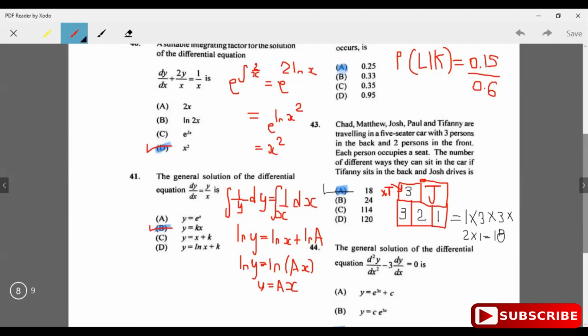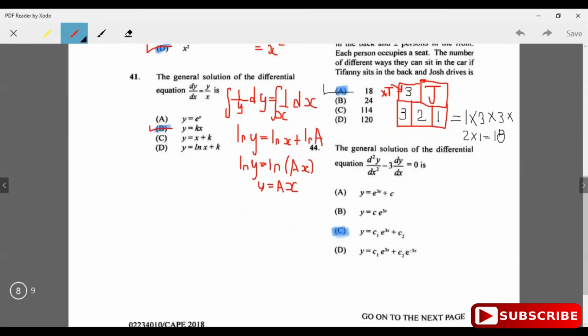Question 44 asks to find the general solution of this differential equation. First thing, let's solve the auxiliary equation for it. That would be u squared minus 3u. This one is just u squared minus 3u. Solving this, we get u equals 0 or u equals 3.